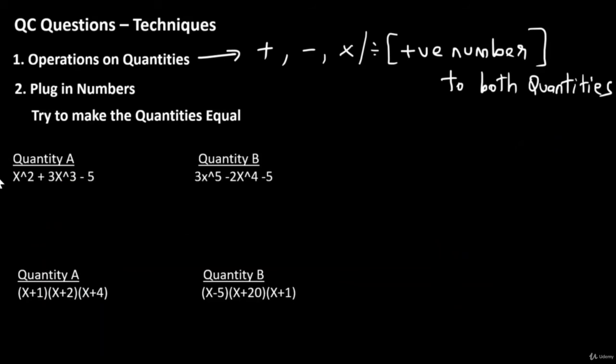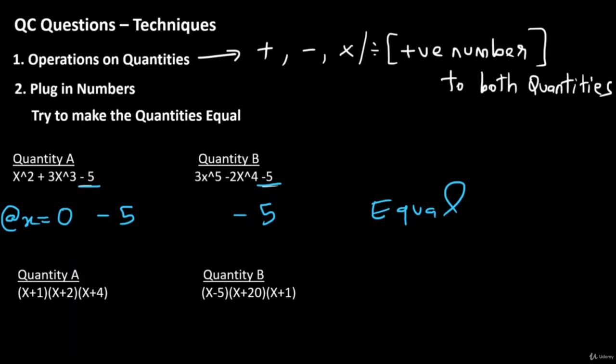All right. So over here I have a question. Quantity A is x square plus 3x cube minus 5 and quantity B is 3x to the power 5 minus 2x to the power 4 minus 5. All right. Now over here you can see that I have a constant term minus 5 and minus 5 in both the cases, and all the other terms have x. So if I substitute x is equal to 0, then quantity A becomes minus 5 and quantity B becomes minus 5, and these are equal, right?